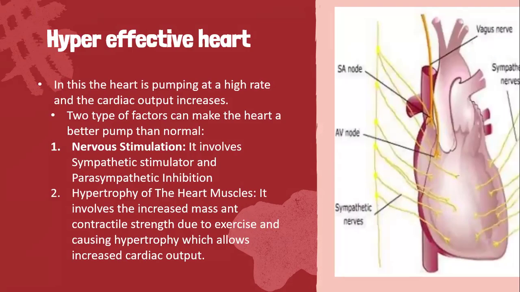But in hypereffective, the heart is pumping at a high rate and the cardiac output also increases. So, some factors can make the heart pump better than the normal. What are those factors? They are nervous stimulation and hypertrophy of the heart muscles. Nervous stimulation involves sympathetic stimulation and parasympathetic inhibition. Hypertrophy of the heart muscle involves increased mass, and it increases the contractile strength. When the contraction increases, it will lead to increase in the cardiac output.